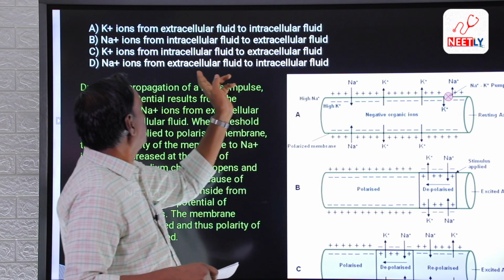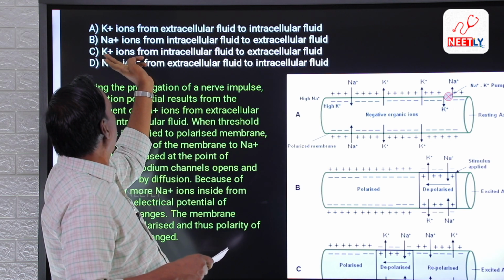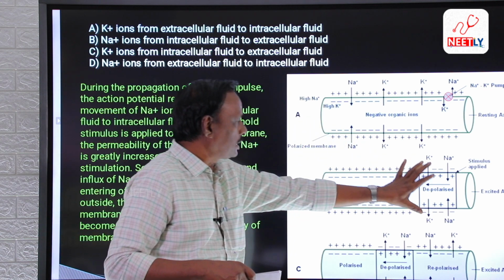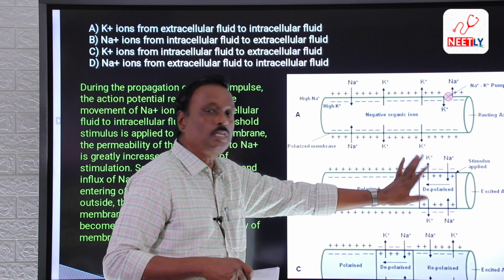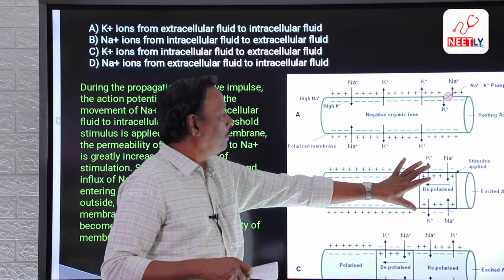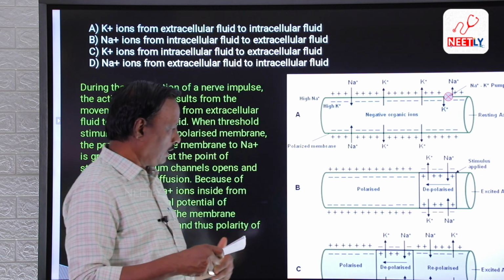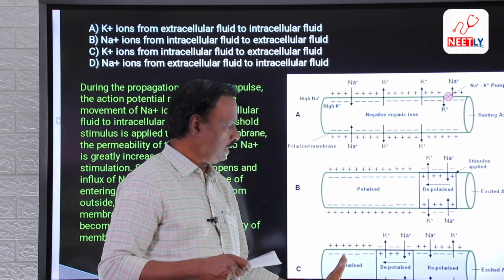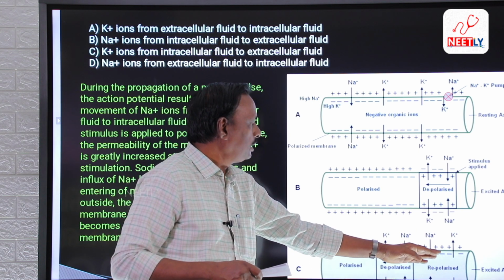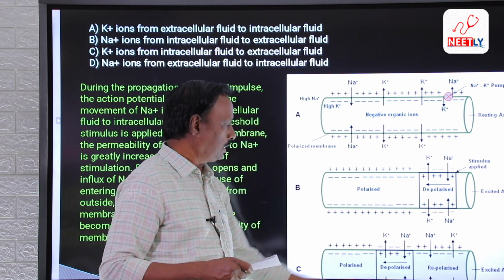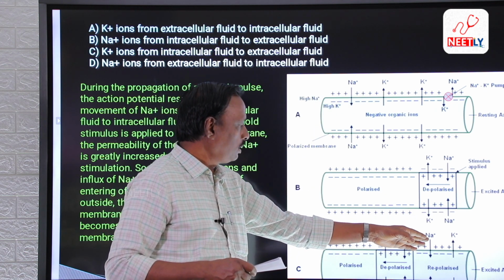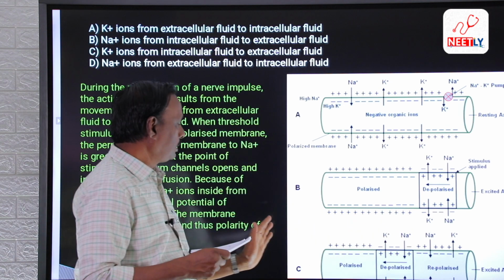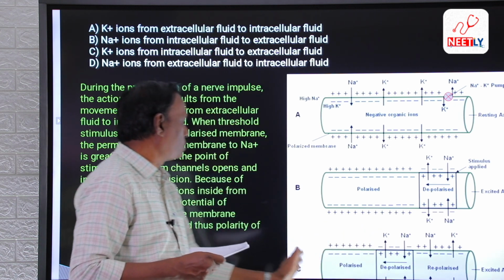So this is what the question asked, whether sodium ions move from the extracellular fluid to the intracellular fluid when the nerve is stimulated. So that is the answer. But this condition again becomes repolarized when it crosses that point. We call it the repolarized condition, meaning it again retains the original position, that is, sodium becomes more and positive outside, negative inside. So this is how the nerve impulse moves from one place to another.